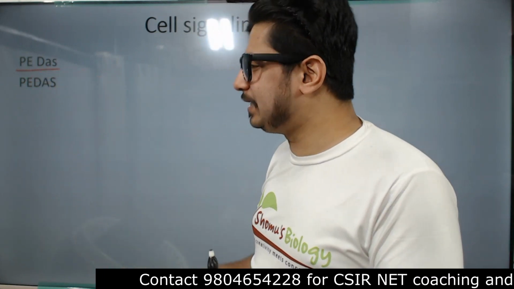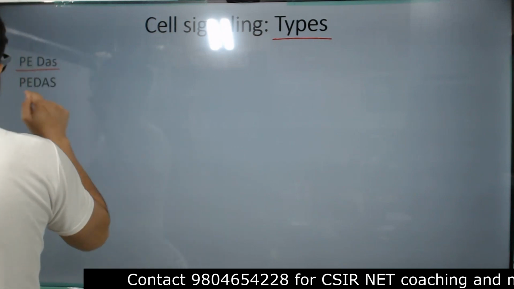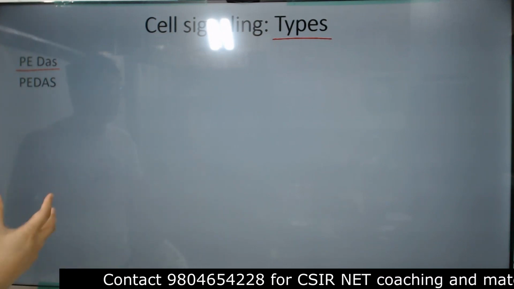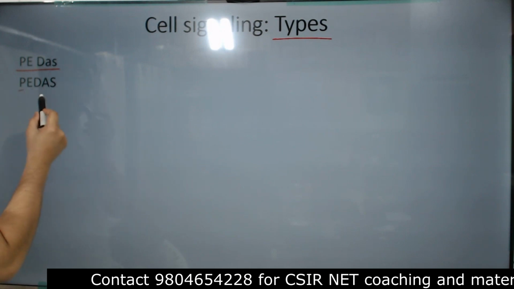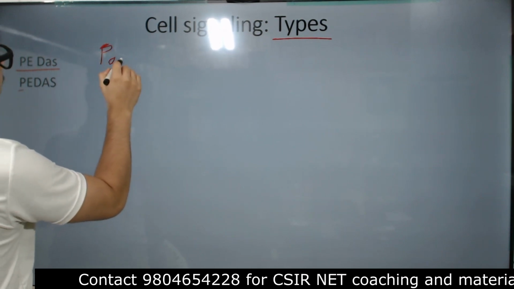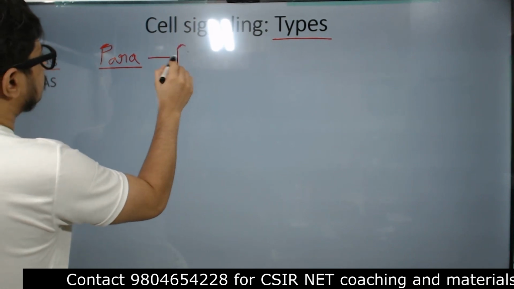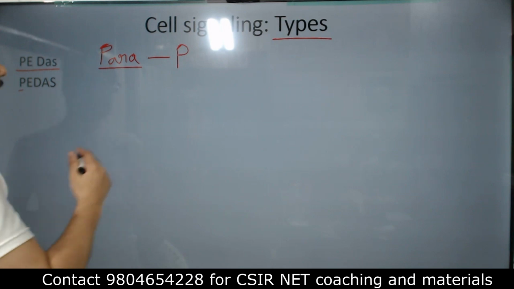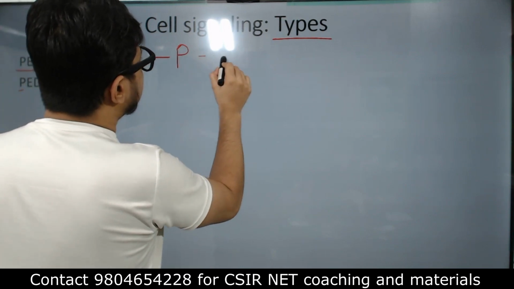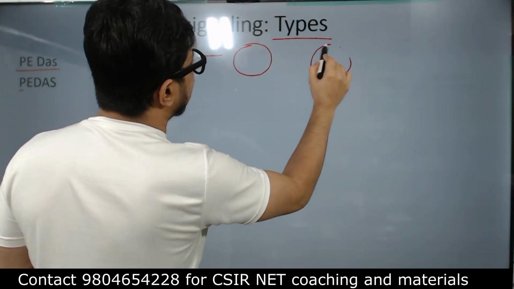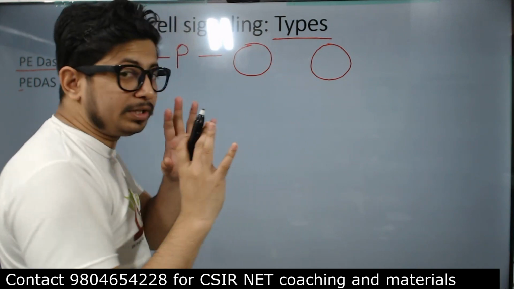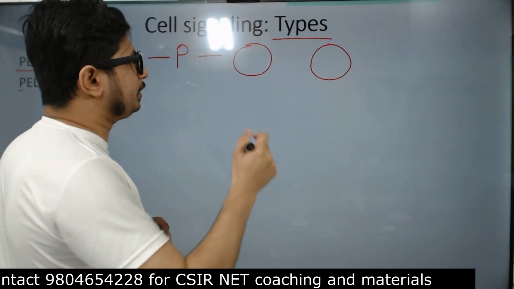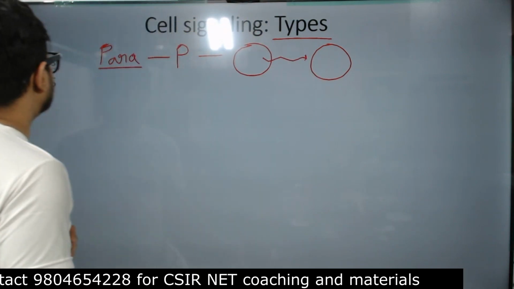Why? Because in PEDAS, every single alphabet responds to some type of cell signaling. For example, P is for paracrine signaling. So what is paracrine signaling? Paracrine signaling is when the cells are present in nearby proximity, but there is no direct contact. So that means you are standing somewhere, I am waving at you or calling you, and then the signal is going on. That is paracrine.